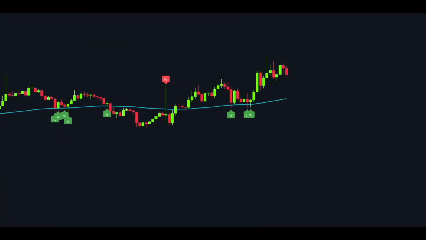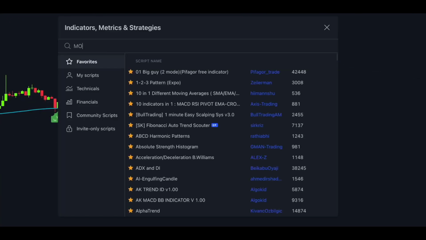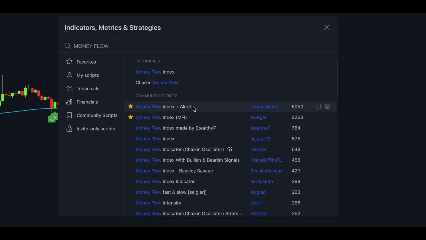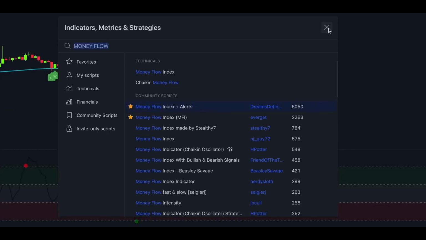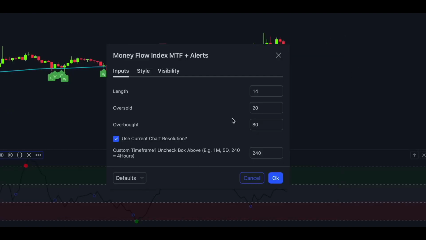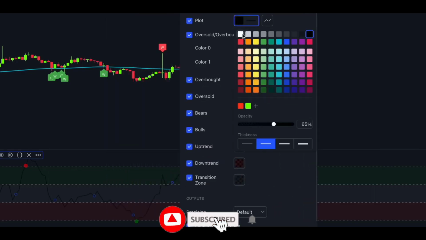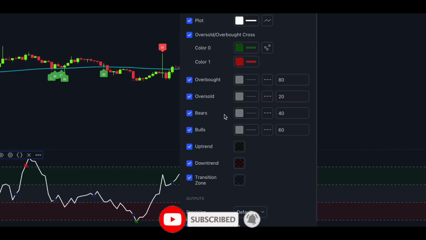Another filter I highly recommend adding to the existing strategy is the money flow index. There are many money flow index indicators out there. I personally recommend this one by Dreams Defined. We'll need to customize it for better visuals. Open the Style section and make the money flow line white. Increase the background opacity and hide the levels.